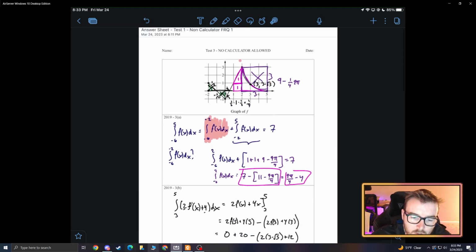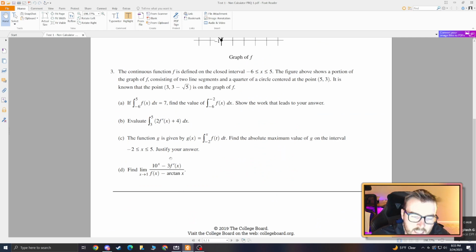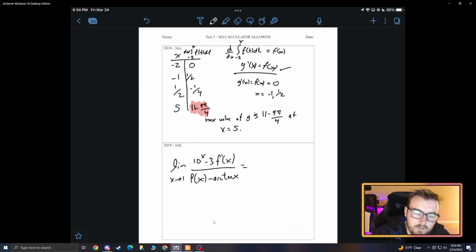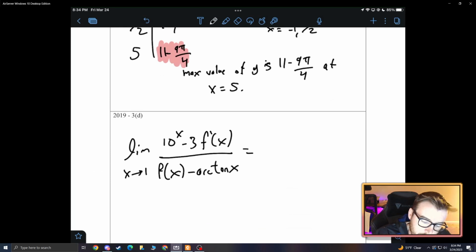Part D. Let's go back to the question and read that. It says to simply find the limit. So kind of random, right? It's like, all right, that doesn't feel like it's really connected. And honestly, I would agree. When I saw this, I was like, well, it seems kind of just out of nowhere, but whatever, we'll do it. We may or may not have to use L'Hopital's rule.